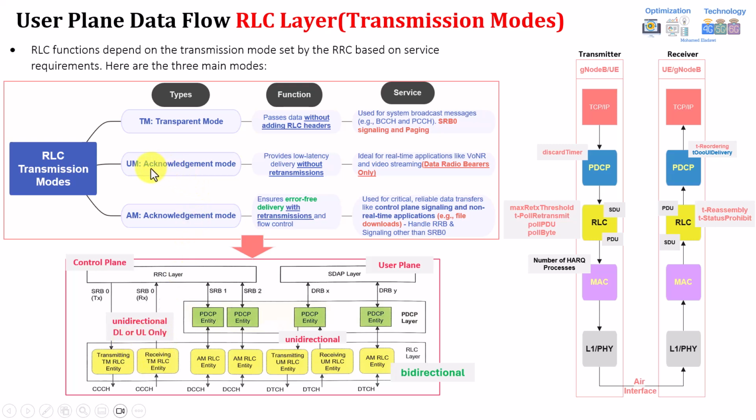Then moving forward to the unacknowledged mode. This is unacknowledged mode. It is mainly required for services which require low latency delivery, which don't require any RLC retransmission. It can have HARQ retransmission in the MAC layer, but there is no RLC retransmission, because usually RLC retransmission is very slow, so it is not required.